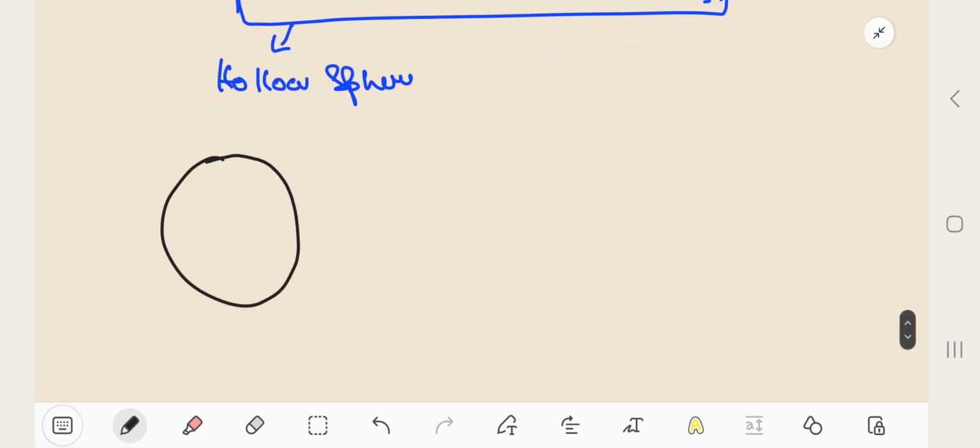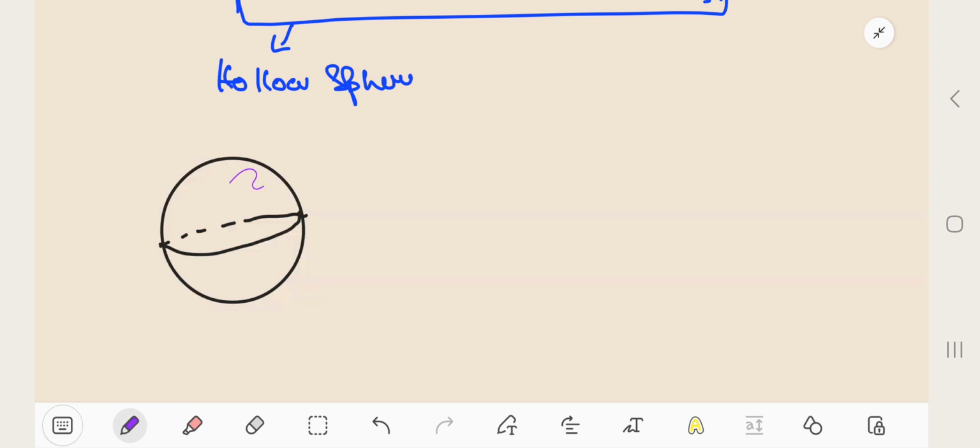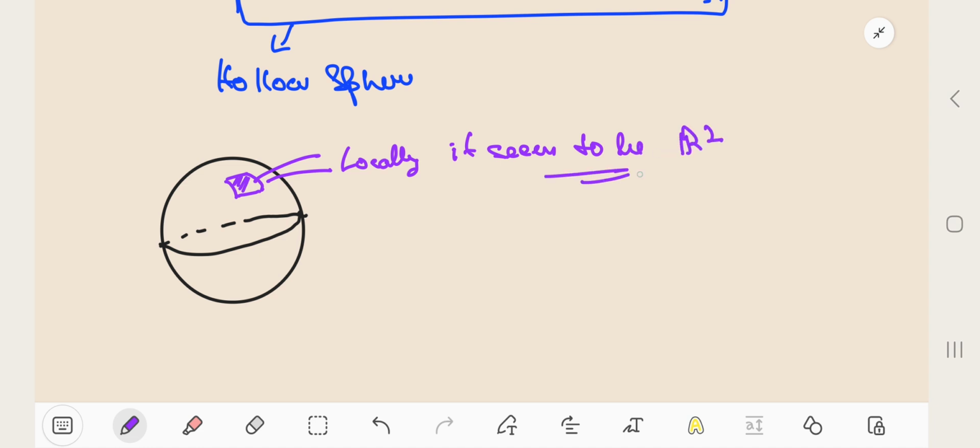suppose this is a hollow sphere, and let us choose any small portion on the sphere. Now, if I zoom inside here, because we are talking about a small portion on the sphere, it seems locally to be R2, right? It seems locally to be a plane.